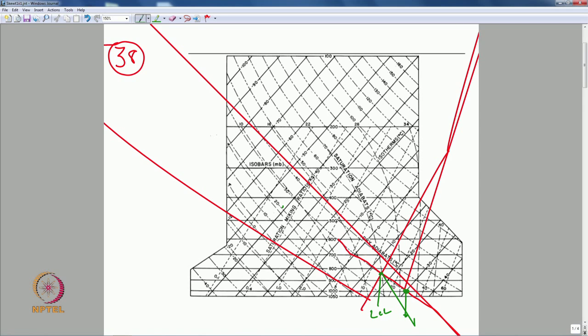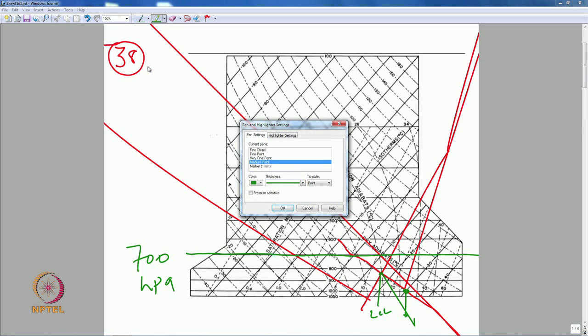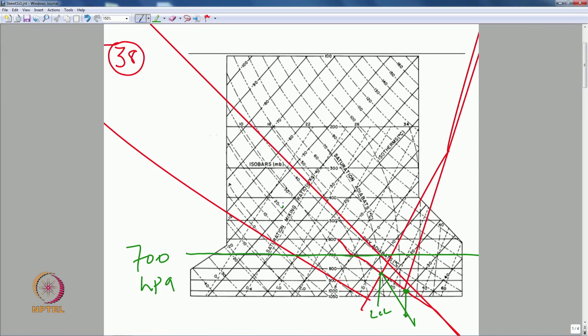Then it follows the saturated adiabat up to... so it went here, huh? Okay, LCL you can call it. Did it go here?